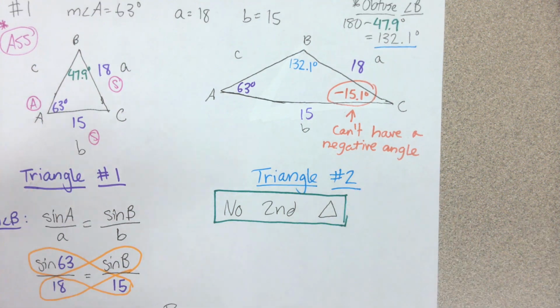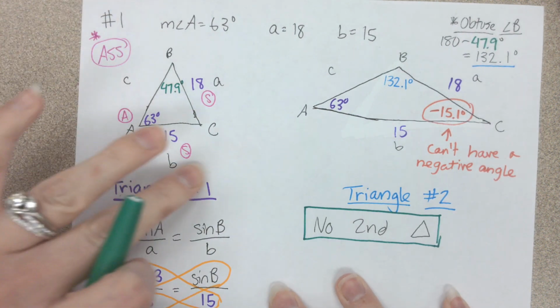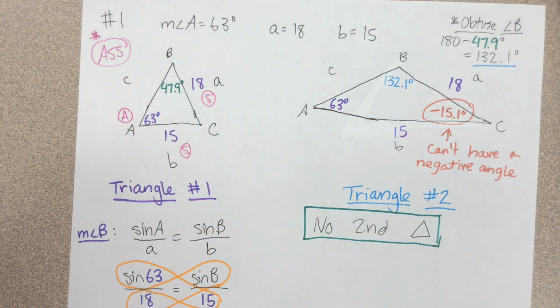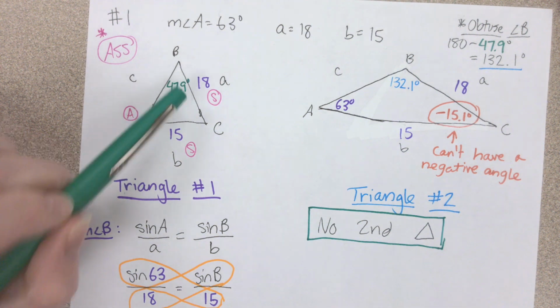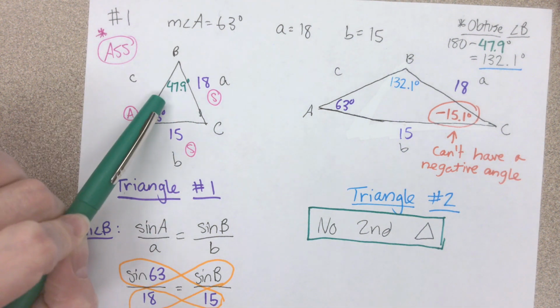So we're going to leave that as it is. So triangle number 2 did not work out after all. So now all we have to do is finish solving the original triangle. And I have two pieces left. I have to find angle C and side C.